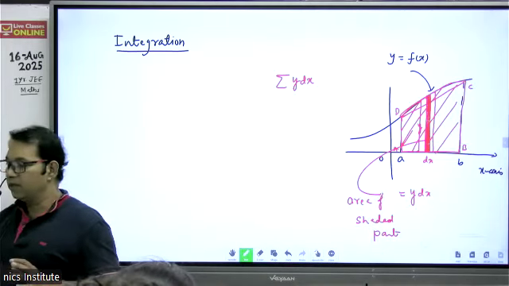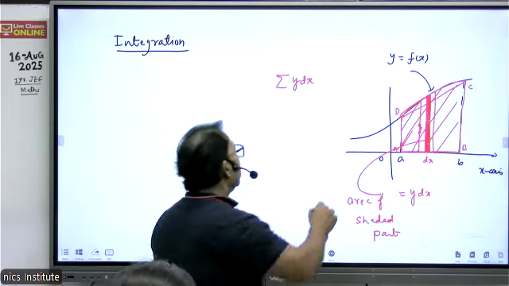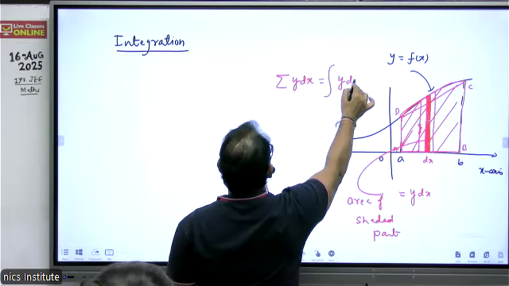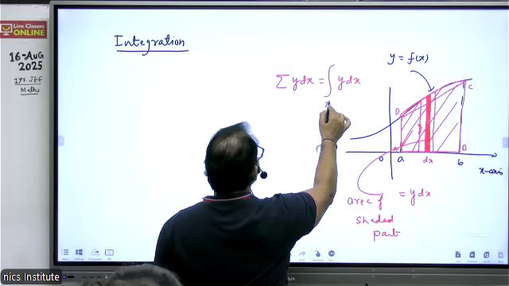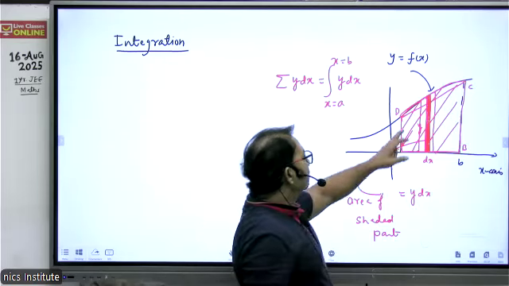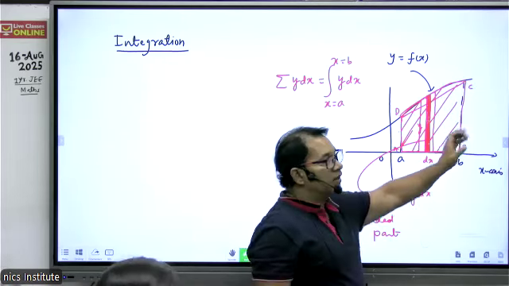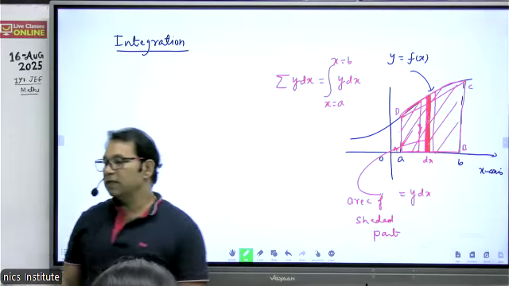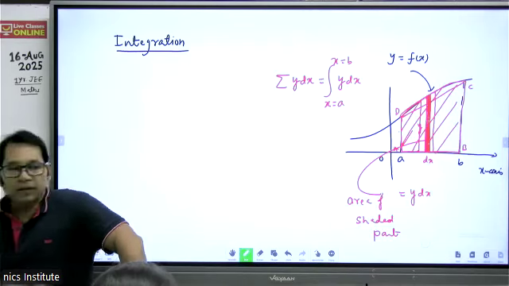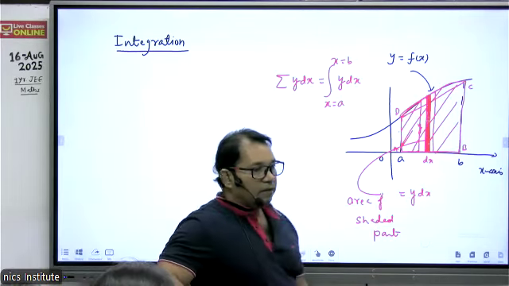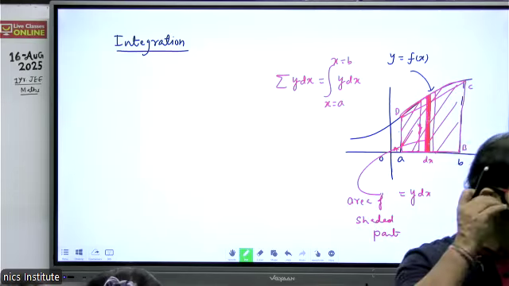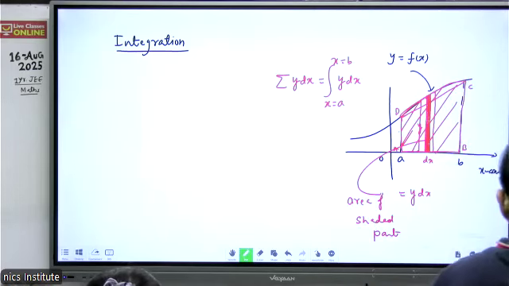When you integrate with limits, what do we get? We get the area under the graph. Summation becomes integration of y dx. So whenever you integrate a function within the limits, it gives you the area enclosed by the given curve with the x-axis and the two vertical lines. So this is the physical significance of integration. Integration gives us the area enclosed between two vertical lines, the x-axis, and the given curve.